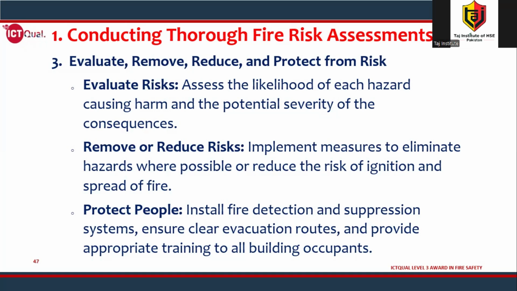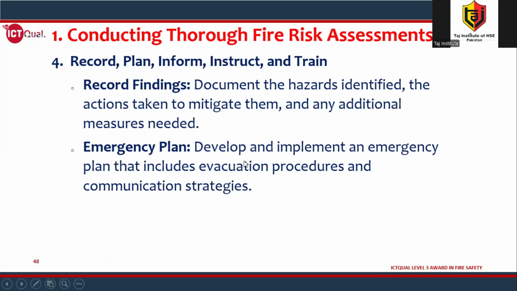Next point is protect people. Install fire detection and suppression systems, ensure clear evacuation routes, and provide appropriate training to all building occupants. So you have to protect people. Fourth one is record, plan, inform, instruct, and train. Record findings. Document the hazards identified. Those hazards you have identified, so document them, the actions taken to mitigate them, and any additional measures needed.